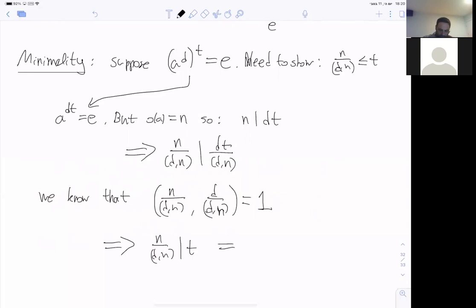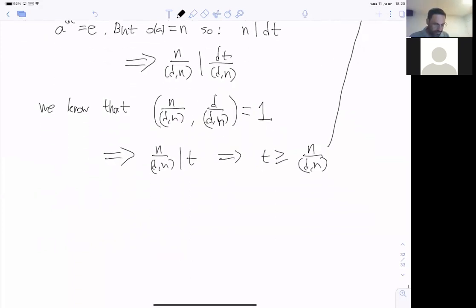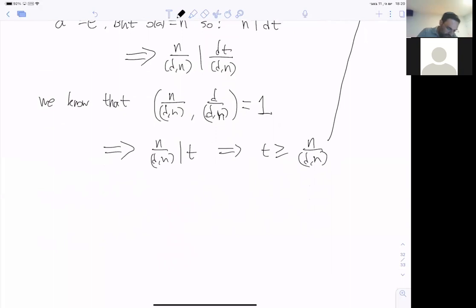Or in other words, T is less or equal. Oh, the opposite, greater or equal. Okay, this is what we wanted to show. Let us see how we can use this claim. Example.